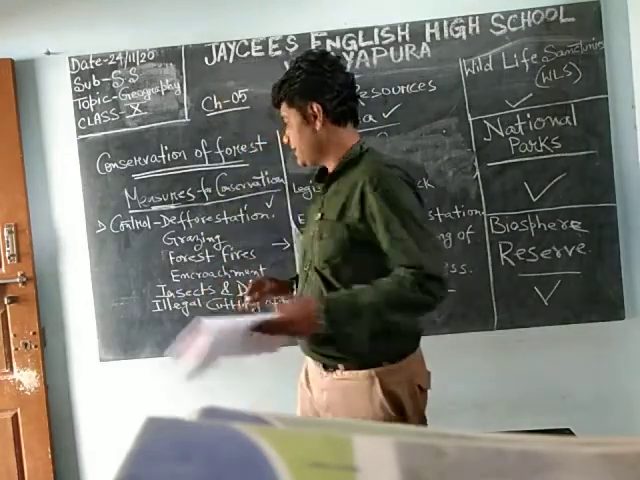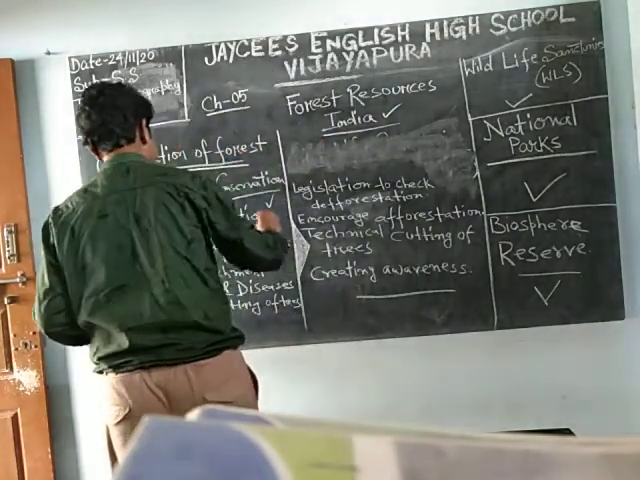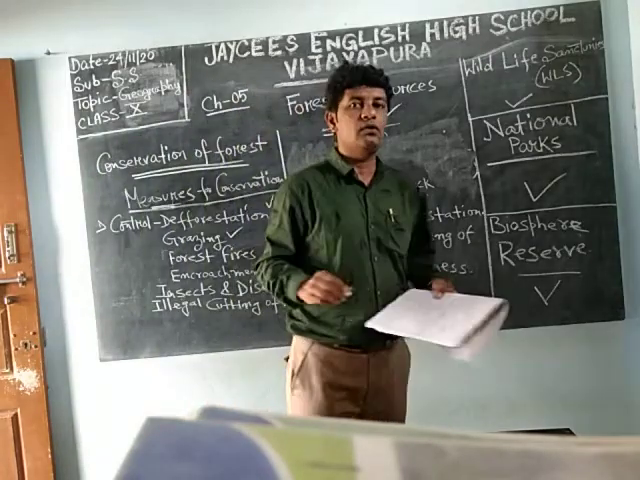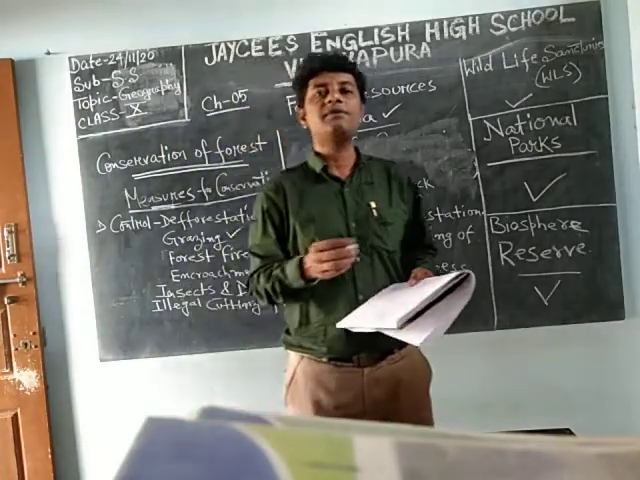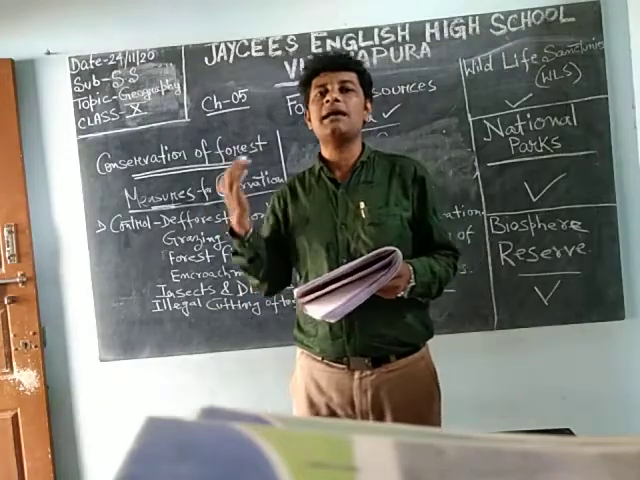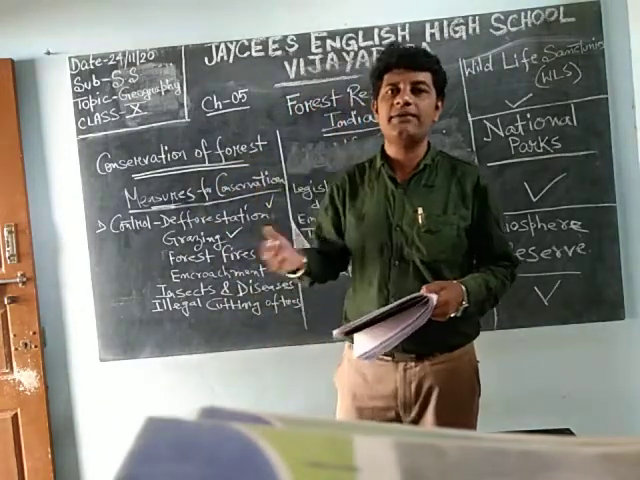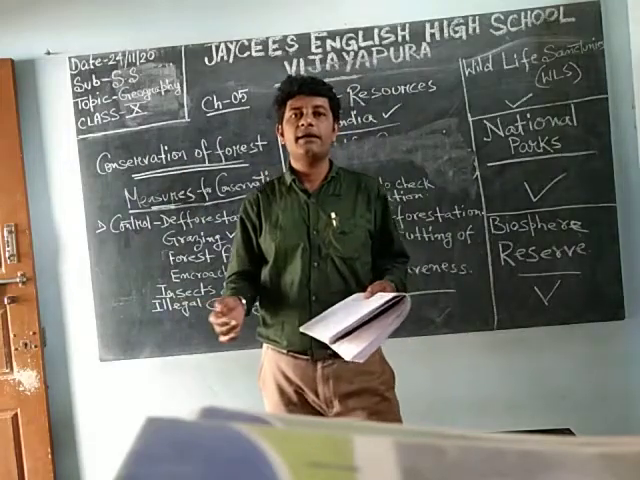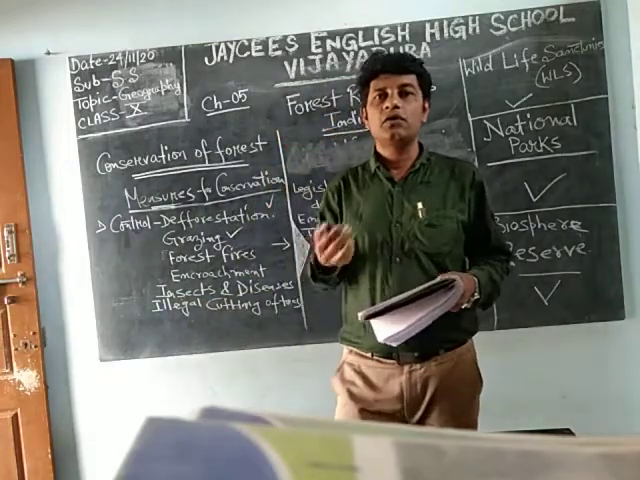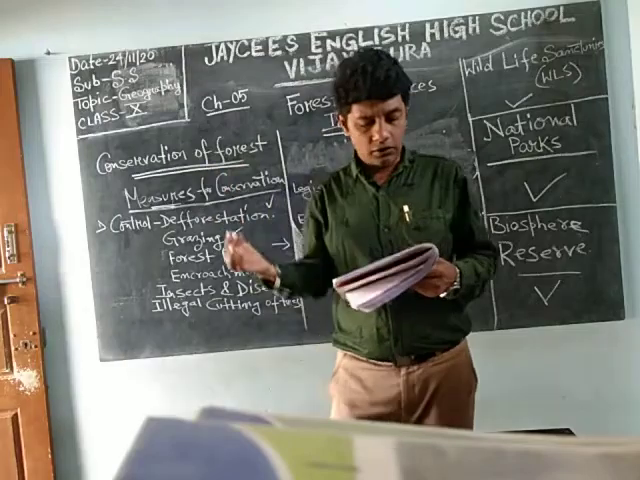Restrictions on grazing. Restrictions on grazing means grazing areas where livestock, meaning farm animals like cows and sheep, go and start grazing. Grazing means they will eat whatever they want. That part we should control.